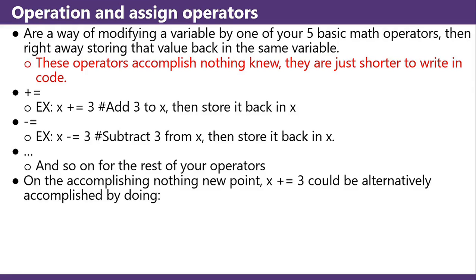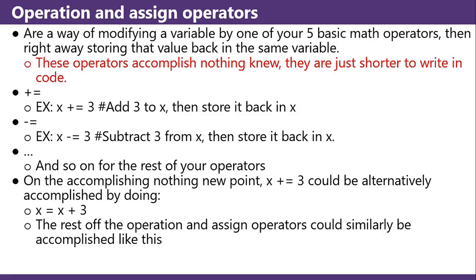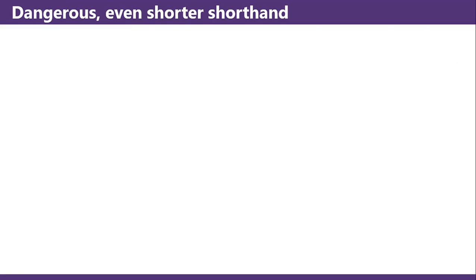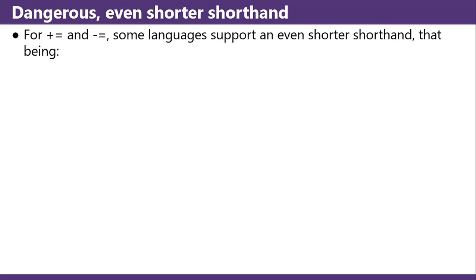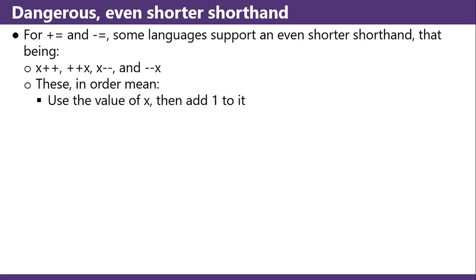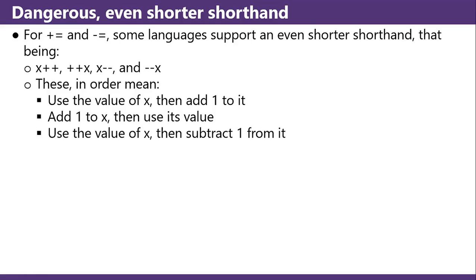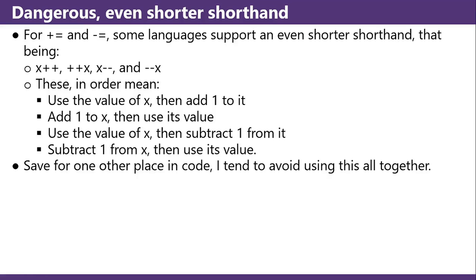On the accomplishing nothing new point, x plus equals 3 could be alternatively accomplished by doing x equals x plus 3. The rest of the operation and assign operators could similarly be accomplished like this. For plus equals and minus equals, some languages support an even shorter shorthand, that being x plus plus, plus plus x, x minus minus, and minus minus x. Those in order mean use the value of x and add 1 to it, add 1 to x, then use its value, use the value of x and subtract 1 from it, subtract 1 from x and then use its value. Save for one other place in code, I tend to avoid using these altogether.